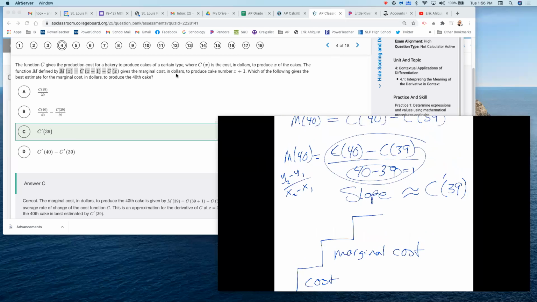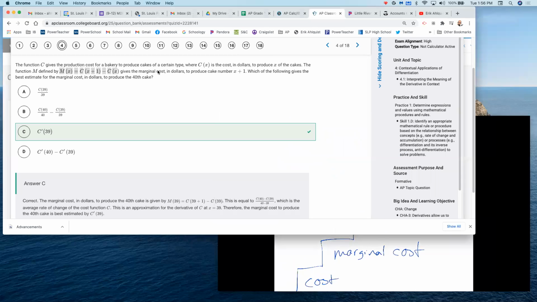I'm confused, like where is 39 coming from when we're talking about the 40th cake? Well, it's right in here. Let me highlight it right there. So the marginal cost to produce the 40th cake would be 39 plus 1. And that's this part right here, that's 40 minus 39. So it's kind of wordy in there. I think that's a pretty tricky question the way it's worded.